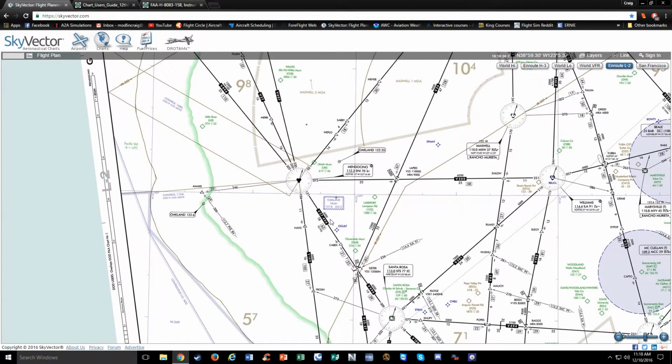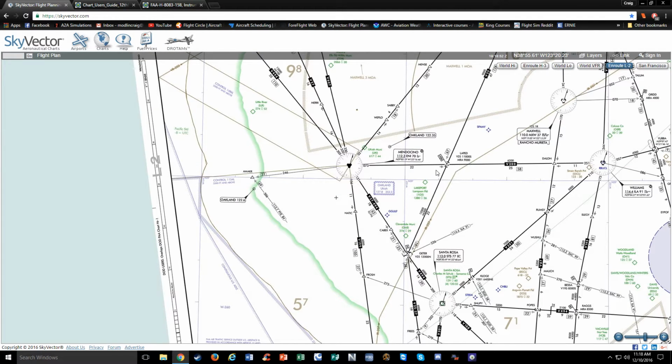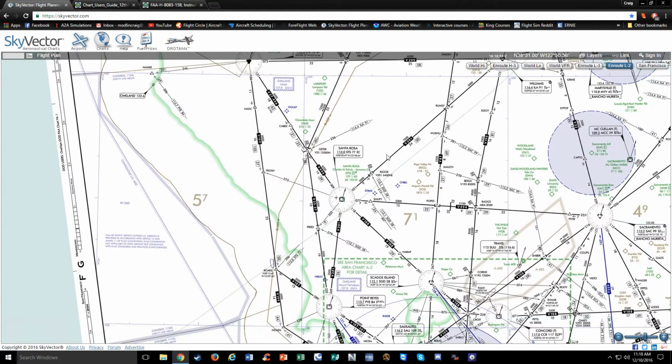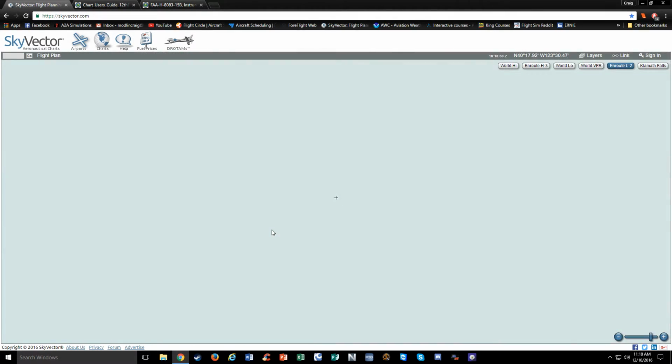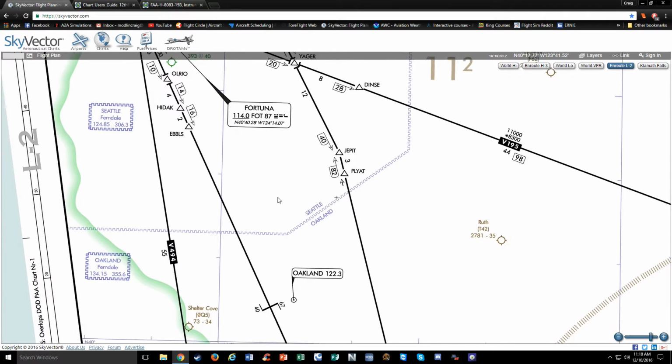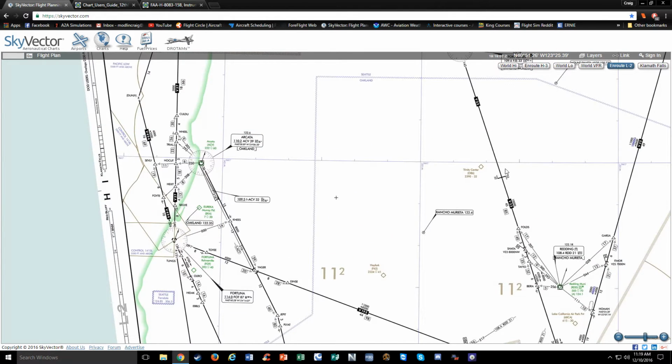Okay, another thing you'll see on the charts is these little boxes here. This is telling you the local center frequency for this area, so you can get in touch with Oakland Center on 127.8, and that's just a handy little tip there. You also see the boundaries of centers on the charts up here. So as you're traveling northbound, you cross this boundary, you're going from Oakland Center to Seattle Center, and so you can see that boundary up here.